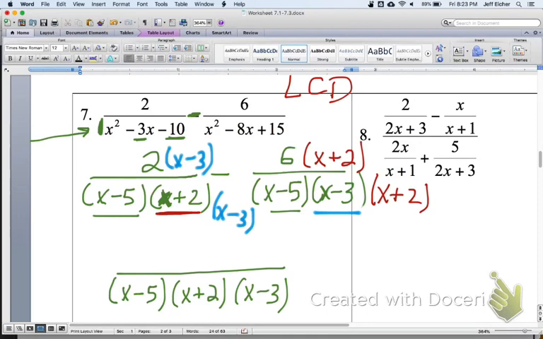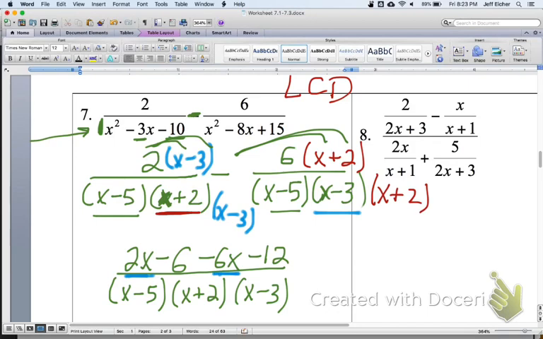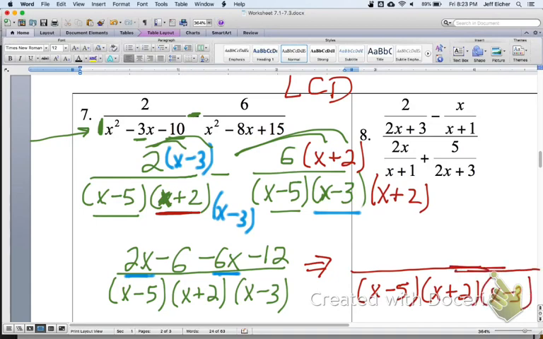The numerator would be 2 times x, 2 times negative 3, so that's 2x minus 6. And then we have a negative 6 times x, negative 6x, and we have a negative 6 times positive 2, negative 12. And then we add like terms. We have a 2x and a negative 6x. So that would be equivalent to x minus 5, x plus 2, x minus 3, our common denominator. And we have a negative 4x, and we have a negative 18.